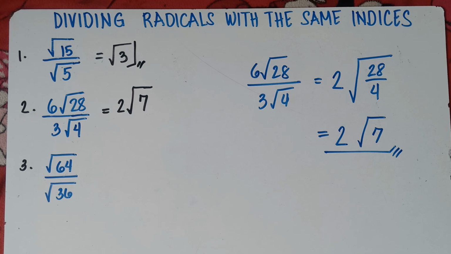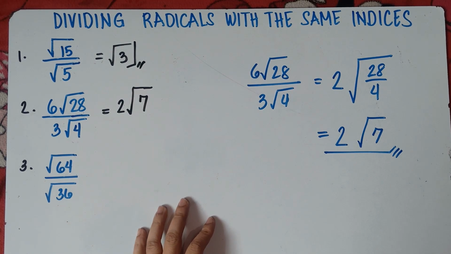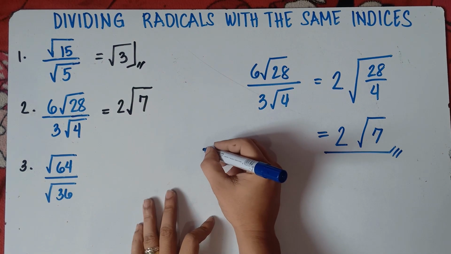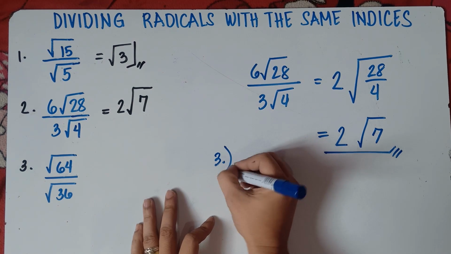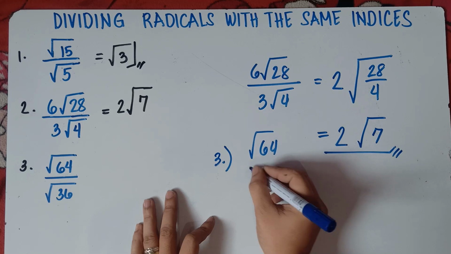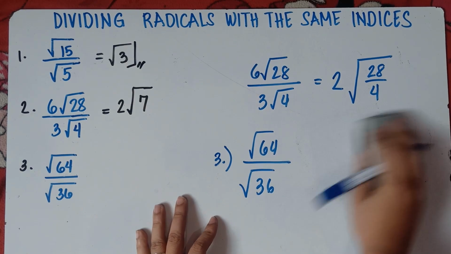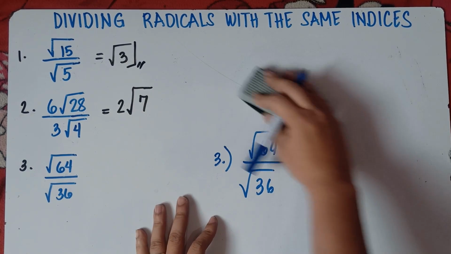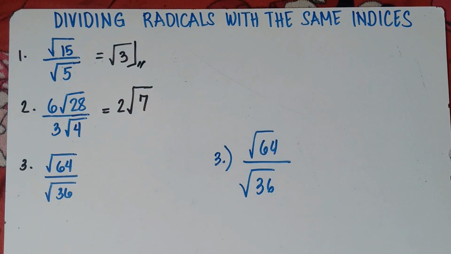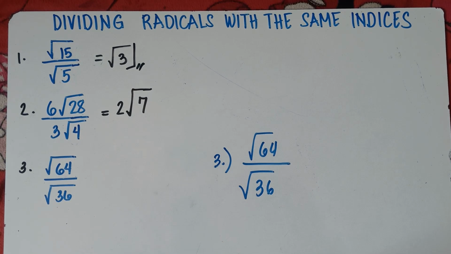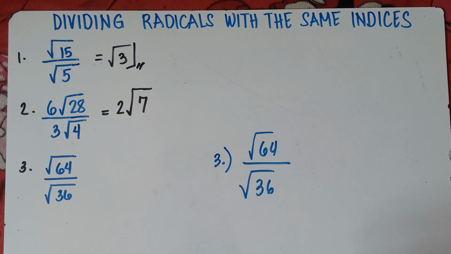Alright, let's try number 3. Square root of 64 divided by square root of 36. Can we divide 64 by 36, class? Nope, we cannot divide 64 by 36, right? We will get a decimal answer.